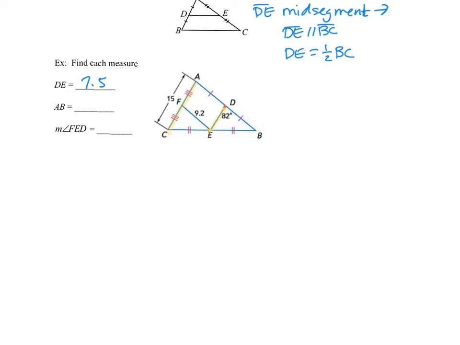And then let's find the measure AB. To find AB, take a look at this segment. Again, E is a midpoint and F is a midpoint. So therefore, we know that segment FE is a midsegment, and it's going to be parallel to a side of the triangle, and it's going to be half its measure. So if segment FE is 9.2, segment AB would be double that, so that would be 18.4.